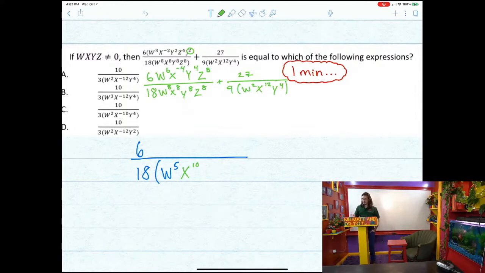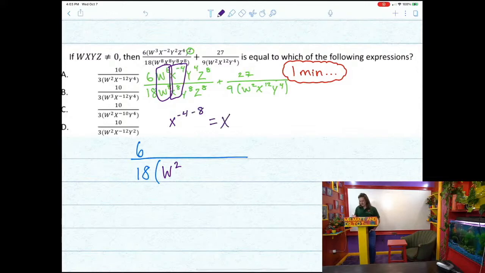So now we can combine. Sorry, I missed that little teeny exponent there. Now we're looking at w to the 6th minus 8th power, so that's going to be w squared in the denominator. Looking at the x's, we have x to the negative 4th minus 8. That's the same thing as x to the negative 4th plus a negative 8 power. That's x to the negative 12th, so we're going to have x to the 12th in the denominator.